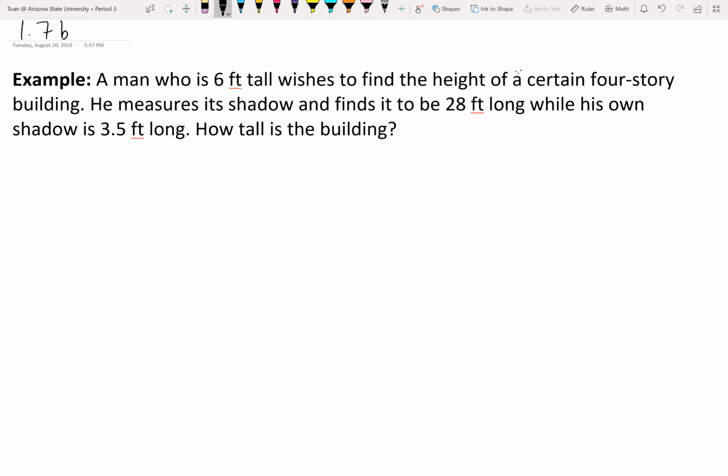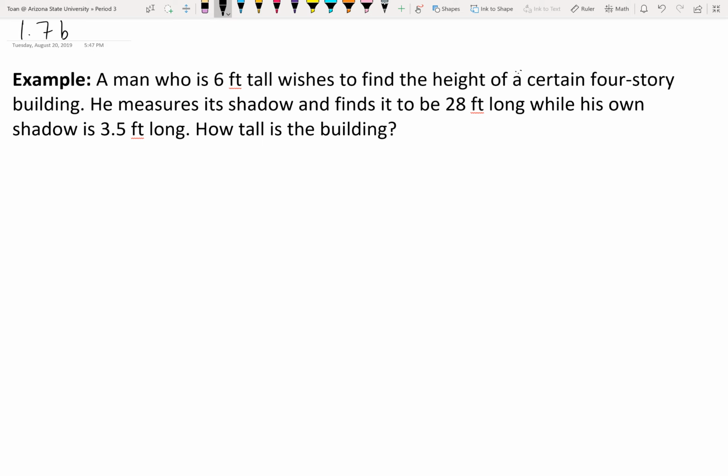And especially if it involves geometric shapes, sometimes we might need to use knowledge that we learned or should have learned in geometry. Take, for example, this question here. A man who is 6 feet tall wishes to find the height of a certain 4-story building. He measures its shadow and finds it to be 28 feet long, while his own shadow is 3.5 feet long. How tall is the building?